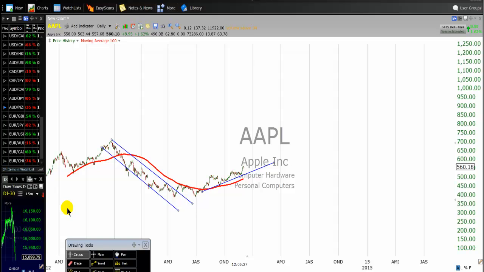But the slope, all right, the slope of the moving average 100 is also pointing to us the direction of the momentum, either bearish or bullish. Here you can see that when it's sloping down, the momentum is bearish. If it's rising, the momentum is bullish.